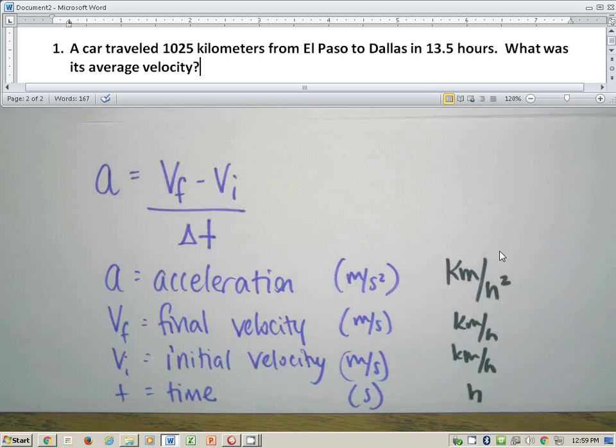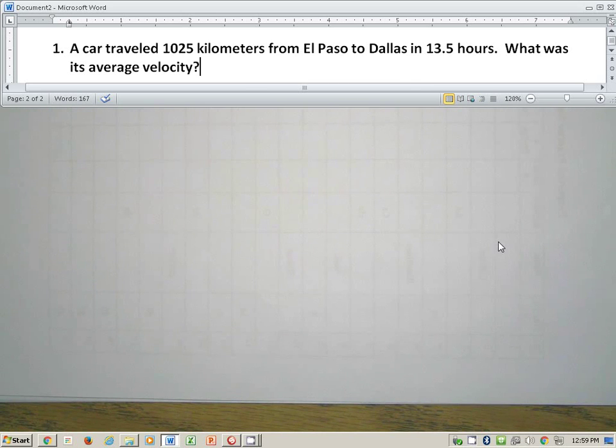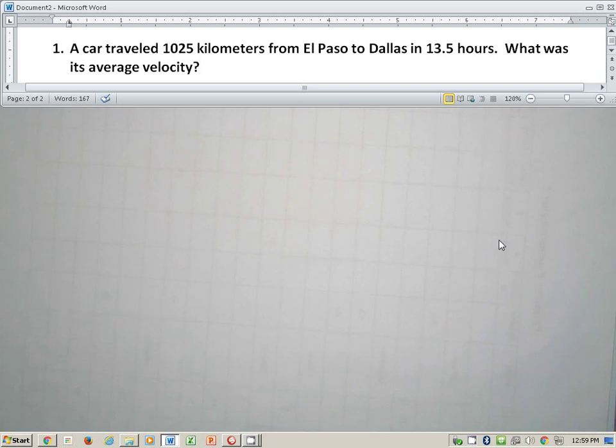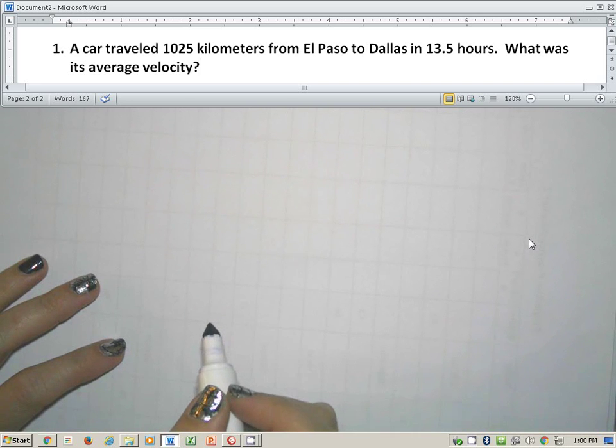Here's the first one. These are problems that, if you're in my classes, we have worked in class together. It says that you have a car that traveled 1,025 kilometers from El Paso to Dallas in 13.5 hours. What was its average velocity?